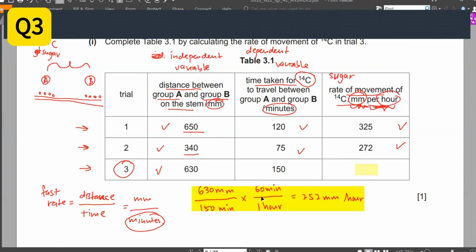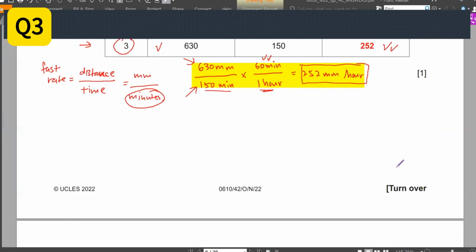Okay, so we can take a look at the calculations. We have 630 mm and 150 minutes. The 630 mm is in the correct unit, no problem. For the 150 minutes, we do the unit conversion: 1 hour equals 60 minutes. Completing all of the calculations, the final answer is 252 mm per hour. So that's our answer here. Okay, next.